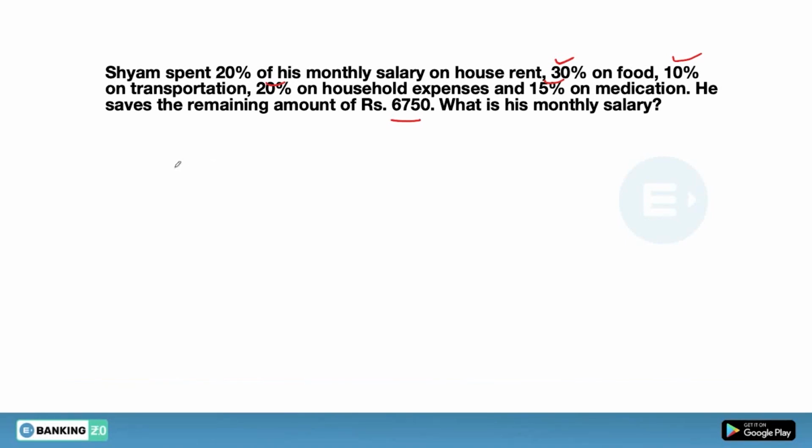For example, he is spending 20% of the salary on his house rent, 30% of his salary on the food, 10% of his salary on the transportation, 20% salary on his household expenses, and 15% part on his medication. Fine. And the remaining amount he is saving, that is 6750.